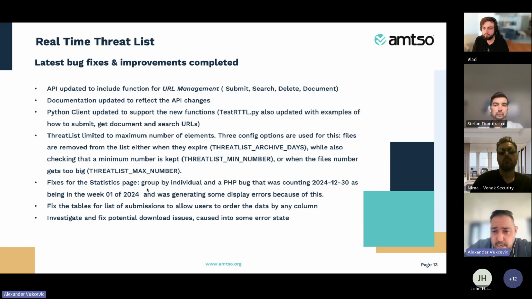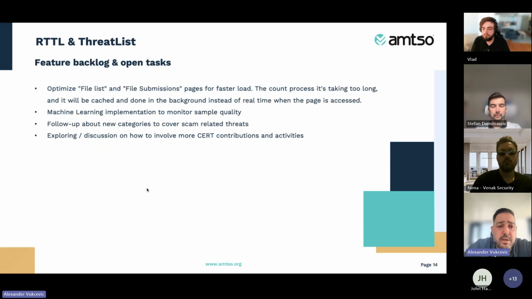Having a standard set of malicious samples that can be downloaded and tested. And of course, we're constantly doing bug fixes with statistics and tables, making the backends faster and more accessible on the data. So this is what we have right now in the backlog. We would like to optimize the interface to load the pages faster.